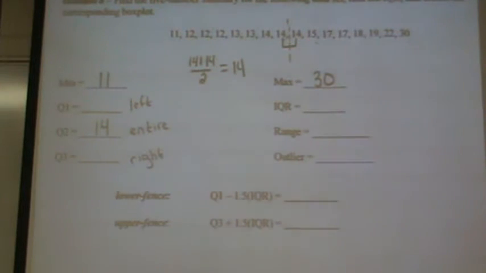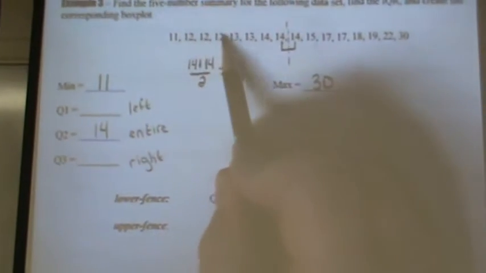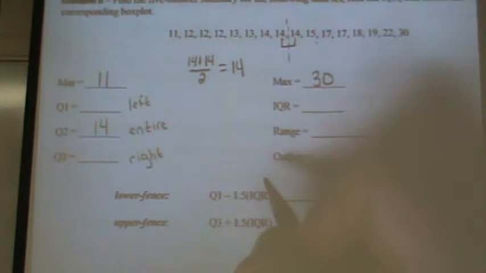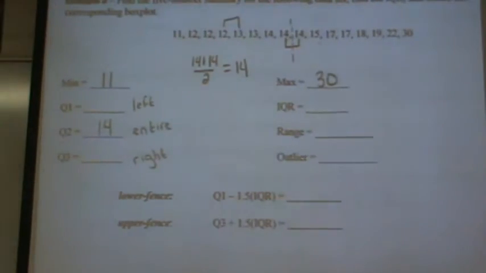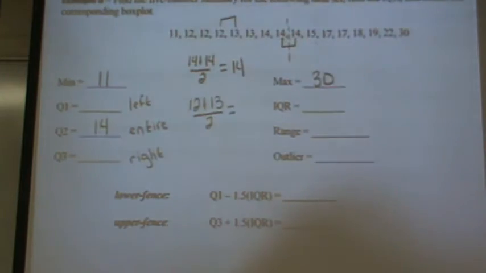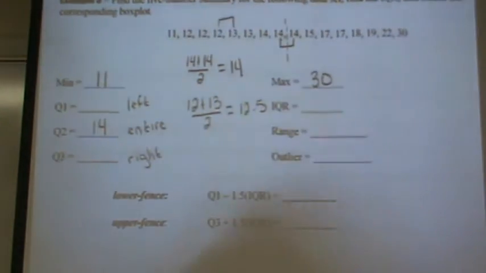So for our left-hand side, we need to find our median. And we have 1, 2, 3, 4, 5, 6, 7, 8 numbers. So our middle two numbers that we're going to have to average are this 12 and the 13. So we're going to have 12 plus 13 divided by 2. That's going to give us 12.5. So our Q1 value is 12.5.